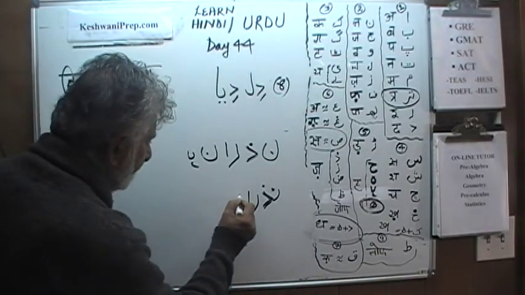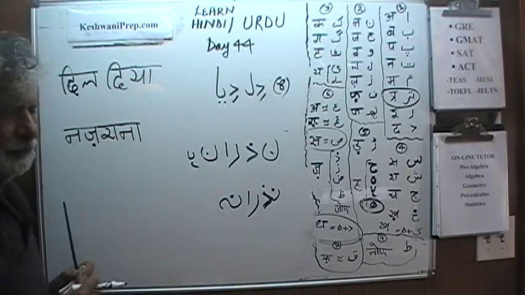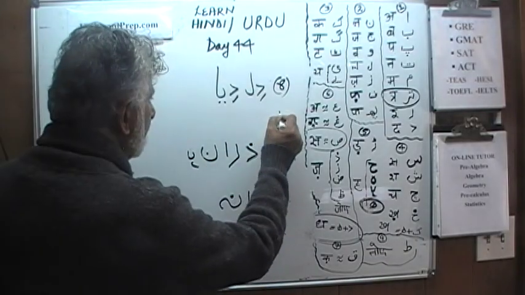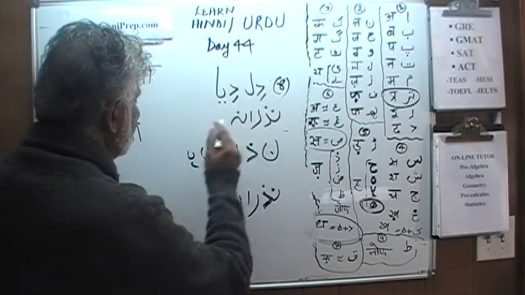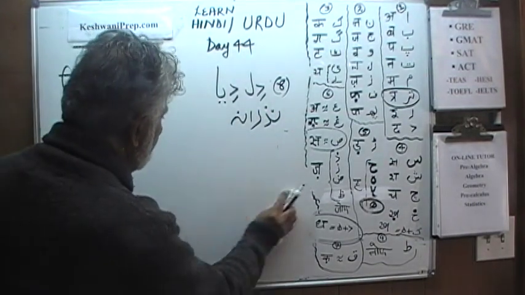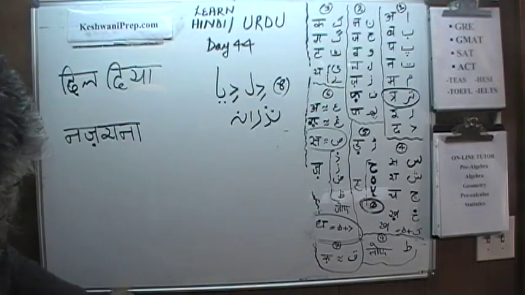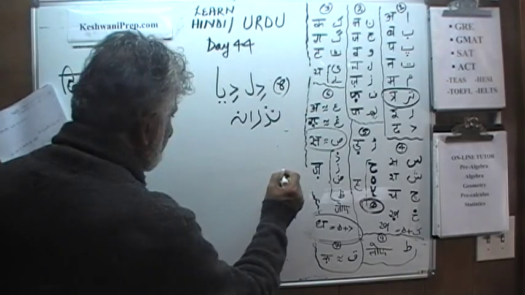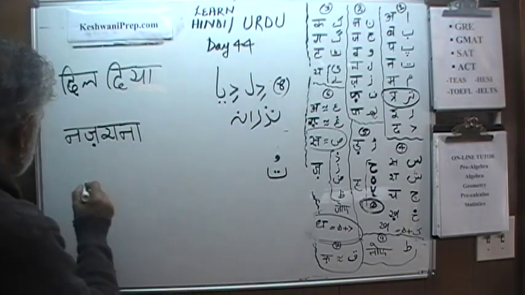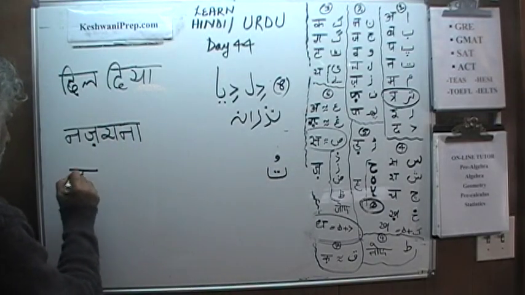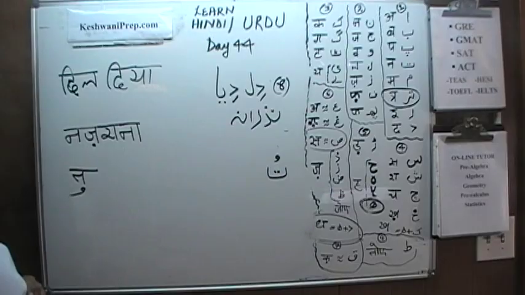And finally we have a Na, Noon and a He. That's what we need. Naz, Ra, Na. Dil diya nazrana tujhe. Tujhe. Tu, te, with choti u ki matra. Tu. And then we need J.